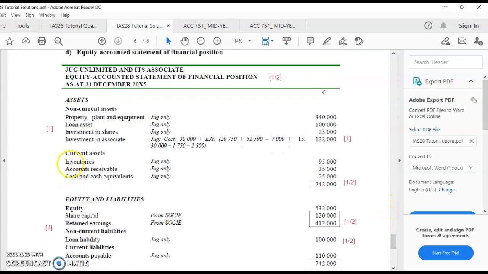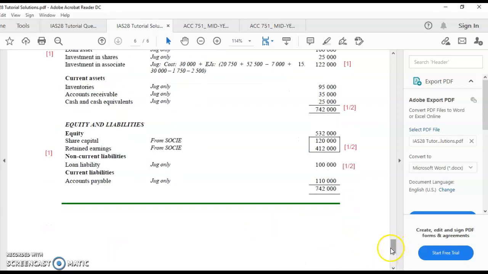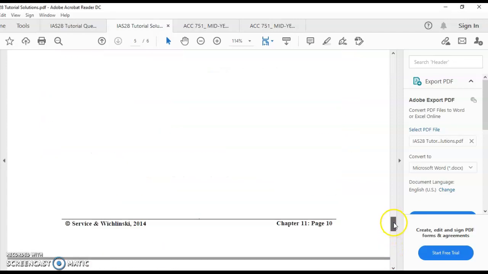Okay, and then the current assets directly from the trial balance, share capital, retained earnings straight from your statement of changes in equity, loan liability, accounts payable straight from the trial balance. The loan liability, you can see that we only added JAC's balance, but we didn't adjust for that 20,000, which is intra-group, because this is an associate. We don't consolidate, we are only equity accounting. So that was your tutorial in a nutshell.